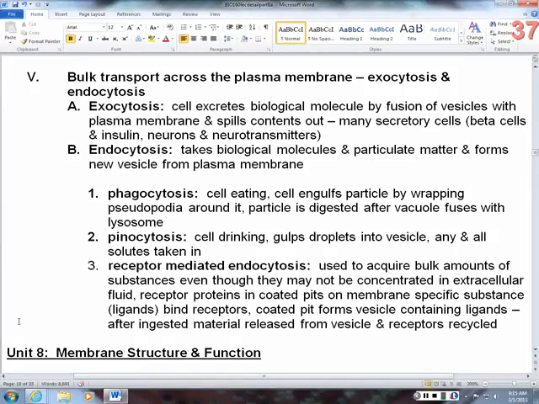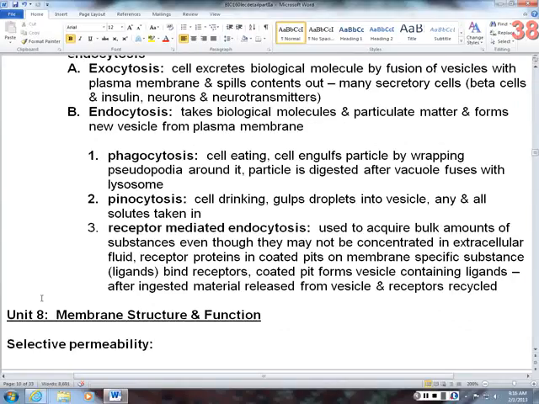Endocytosis takes things in, so endo is in. This is the way you get bigger things in. There are a couple of ways you can do this. One is phagocytosis, which means cell eating. Phago or phage is something to eat, and cyto is cell. The cell will engulf a particle by wrapping a pseudopodia around it. Pseudopodia means false foot. Essentially, the cell goes up to something, wraps its body around it, and takes it in.